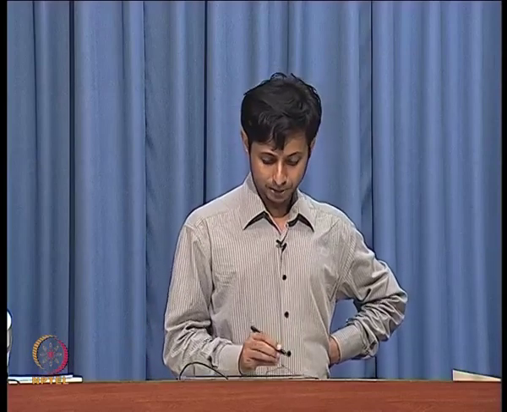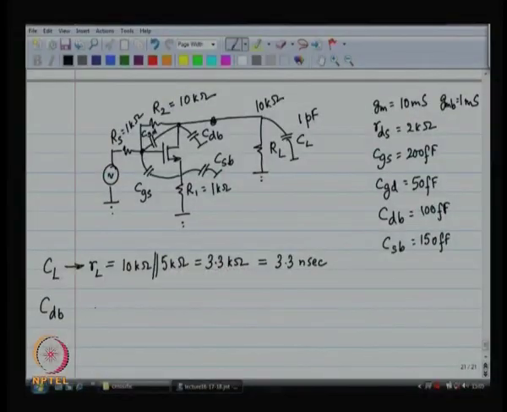Fine, let us proceed with what we have got. What about CDB? CDB also sees the same resistance. CDB is about 100 femtofarad, so I do not see that much. All right. So, I have got 2 capacitors out of the way.